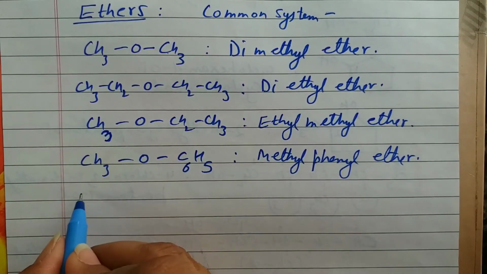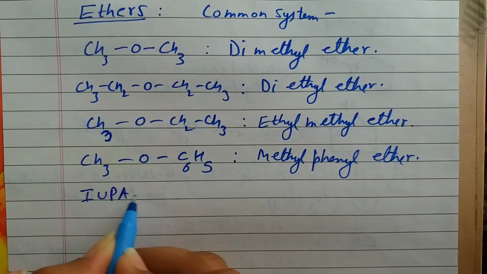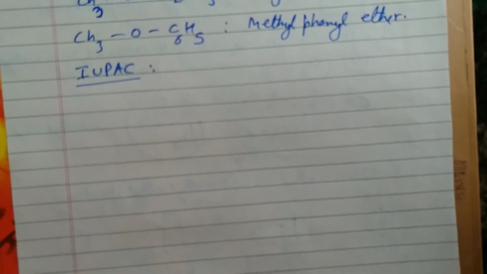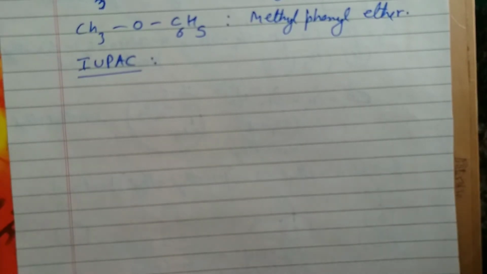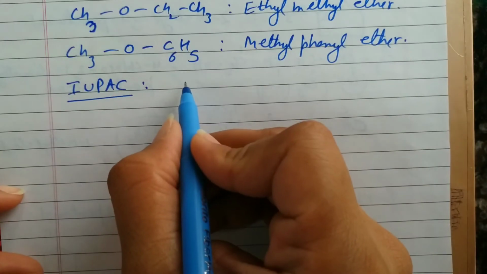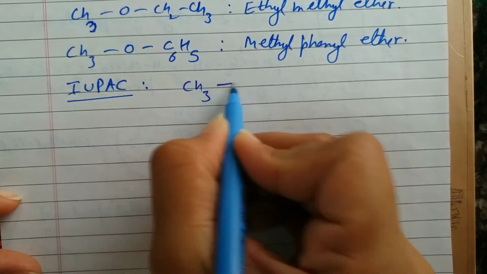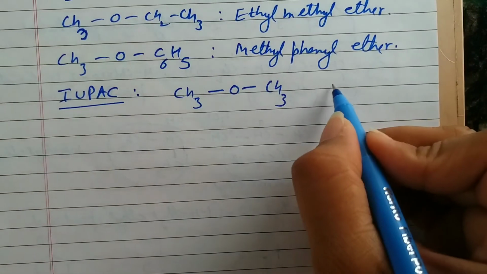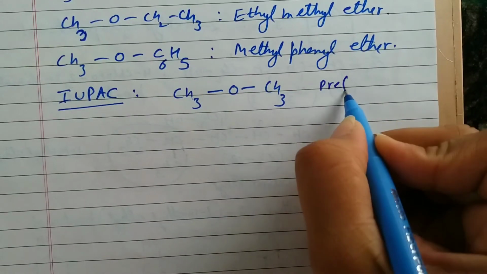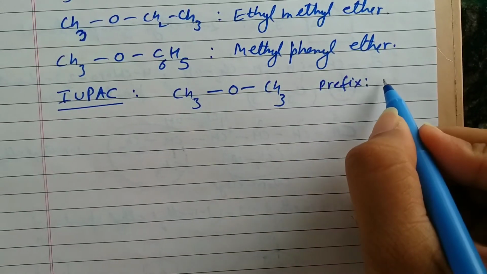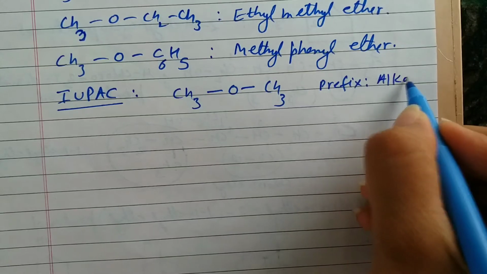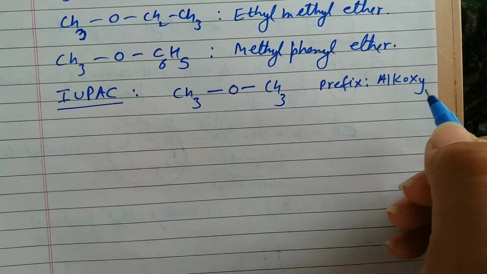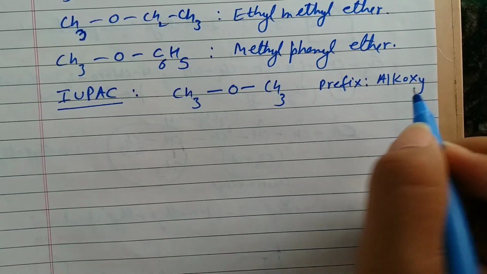Now we will be moving on to the IUPAC system of nomenclature for the ethers. And let me take an example and explain it to you. So I'll take the simplest example to begin with, CH3OCH3. Now one thing that you should note down here is that the prefix which is used for ethers is alkoxy. Prefix means before the word root. Okay, the prefix used for ethers is alkoxy.